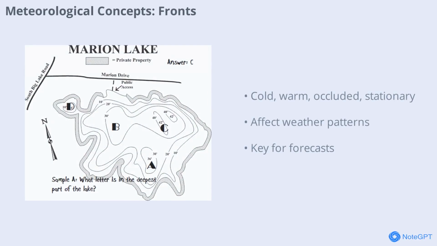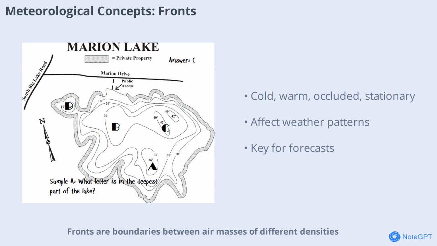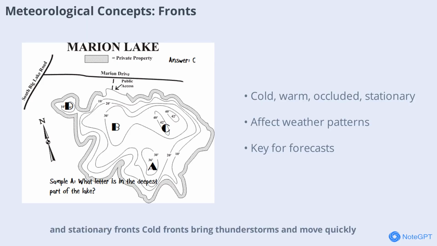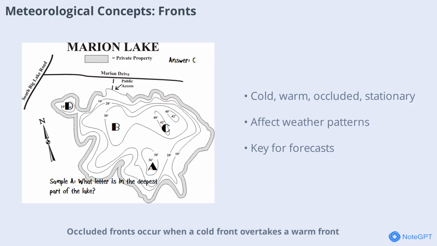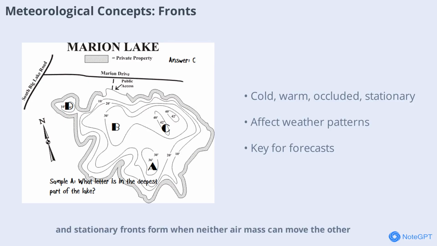Fronts are boundaries between air masses of different densities. There are four main types: cold fronts, warm fronts, occluded fronts, and stationary fronts. Cold fronts bring thunderstorms and move quickly, while warm fronts bring steady rain and move more slowly. Occluded fronts occur when a cold front overtakes a warm front, and stationary fronts form when neither air mass can move the other. Understanding fronts is important for predicting weather at sea and on land.